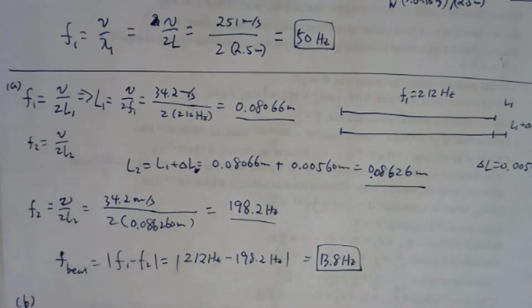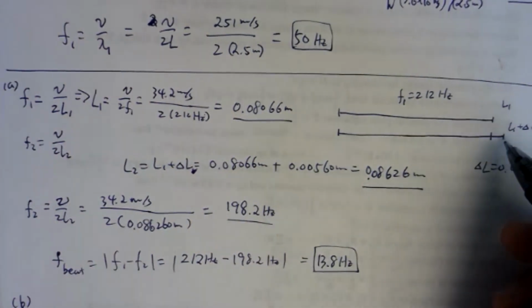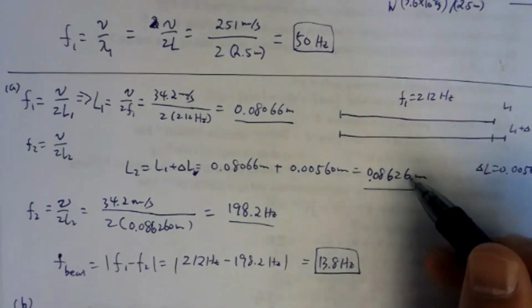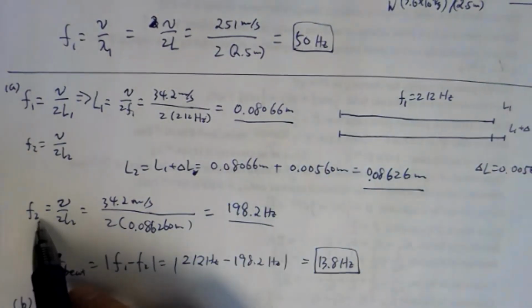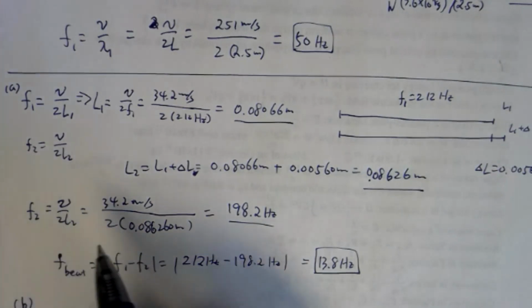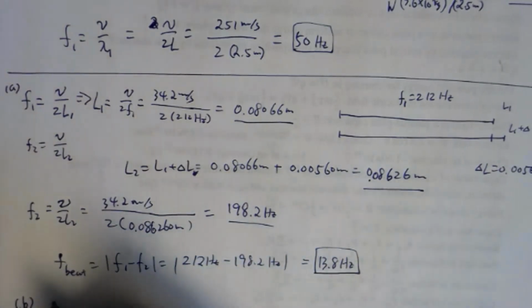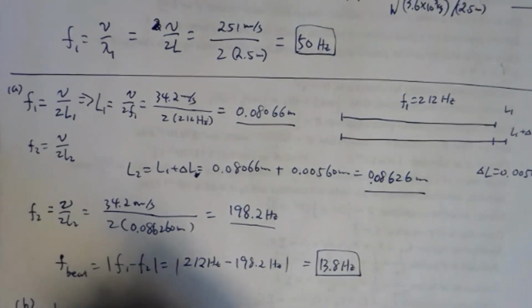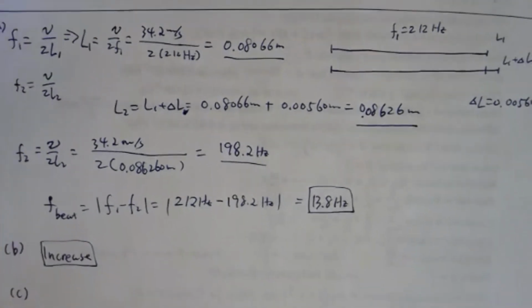Now B is asking if this one is a little bit longer, then will the beat frequency increase or decrease? If this is longer, this will be larger, right? So if this is larger, then F2 will be smaller. F2 is the smaller one of the two frequencies, so if it becomes smaller, then the beat frequency should increase. According to that, we should say it should increase, right? But let's take a look at the actual number in part C.